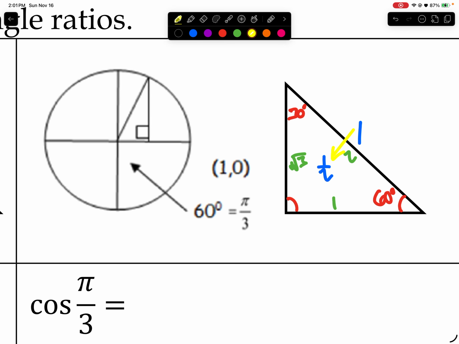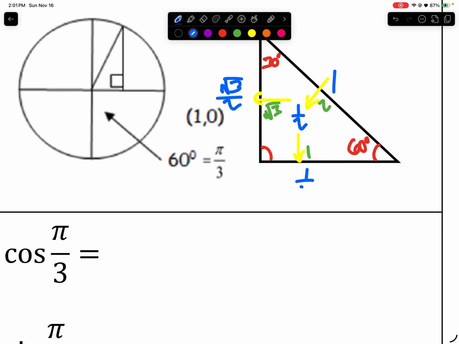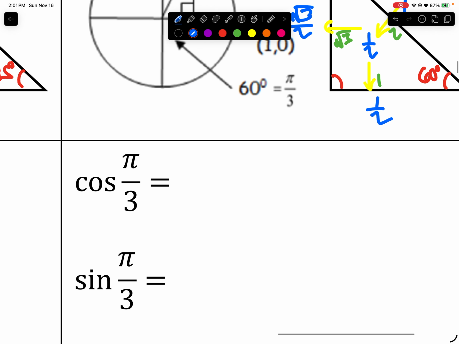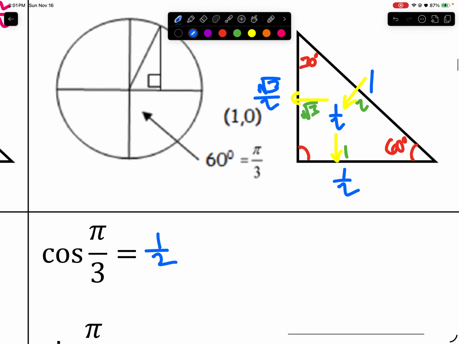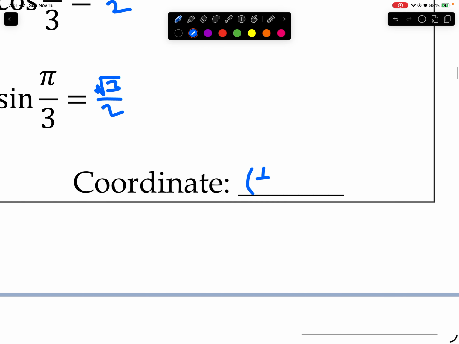And then we're going to push out on both sides. So when I look at the lengths on my triangle here, we're going to have a vertical component of root 3 over 2 and a horizontal component of 1/2. So if I were to do cosine of pi over 3, that's the horizontal component, which is 1/2. And if I were to do sine of pi over 3, that's going to give me root 3 over 2, which means my coordinate is going to be 1/2, comma, root 3 over 2.